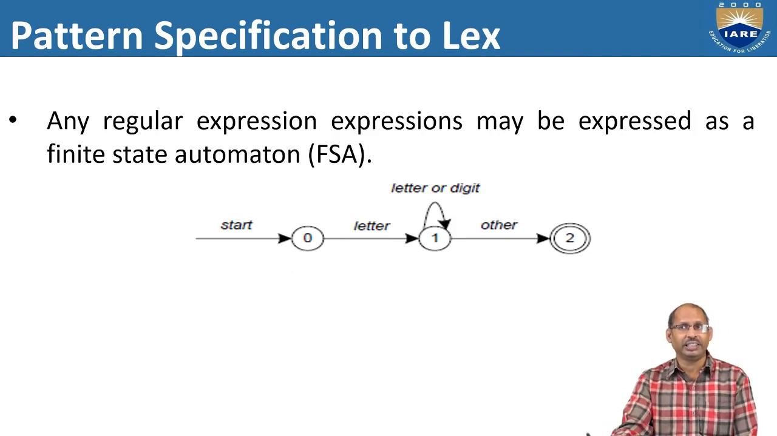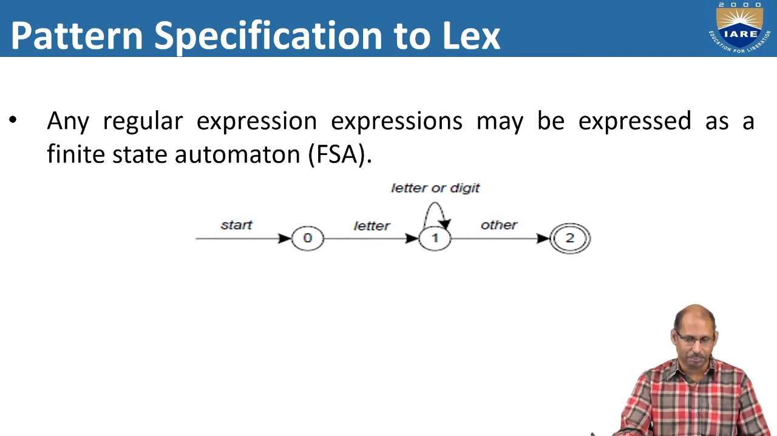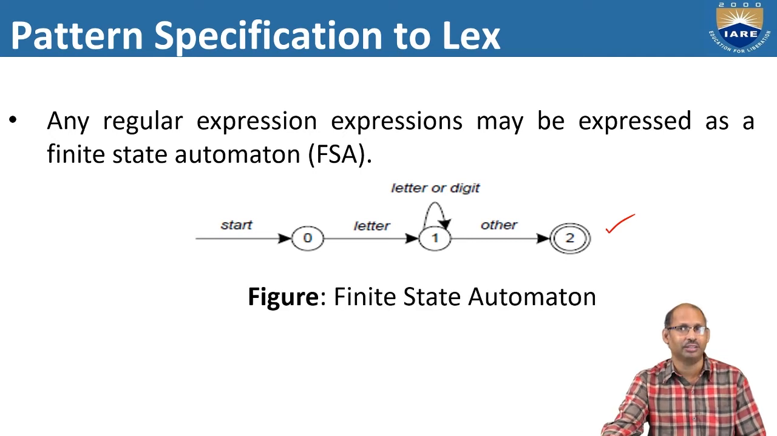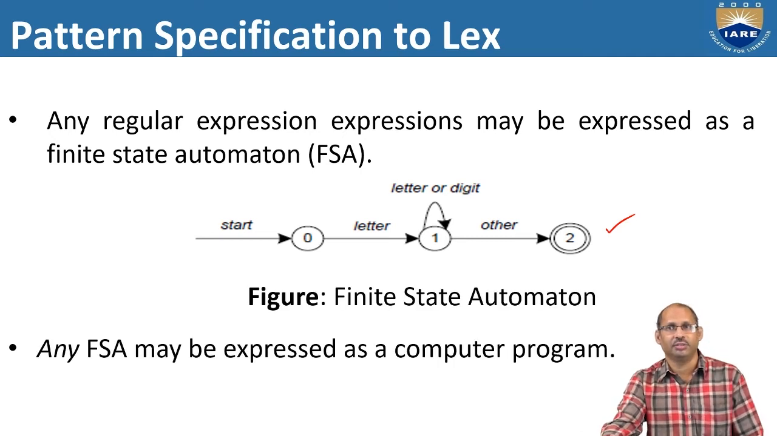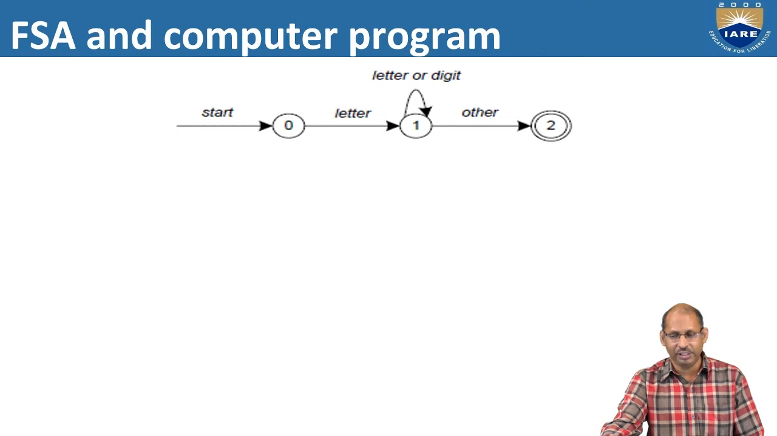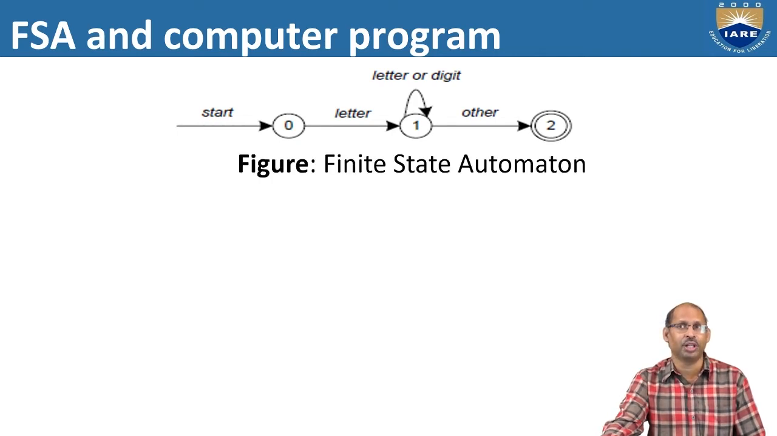So before writing the C code, we represent an intermediate form in the form of a transition diagram, the finite automata. We have written a regular expression which matches the patterns of the lexical rules of the programming language. That regular expression we are now representing in the intermediate form, the finite automata, right? Any finite state automaton may be expressed as a computer program. Now we'll see how to write a program for this.